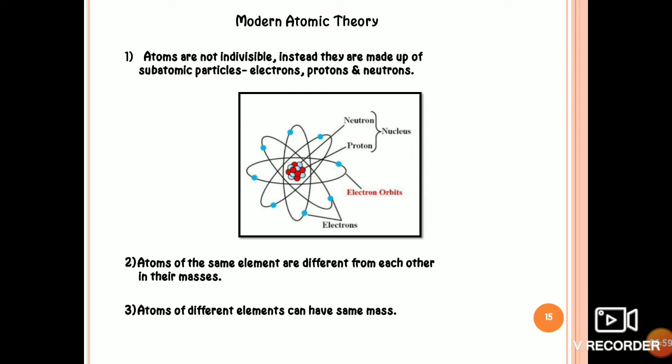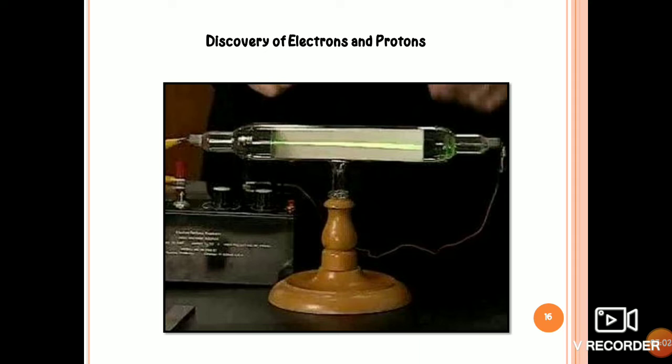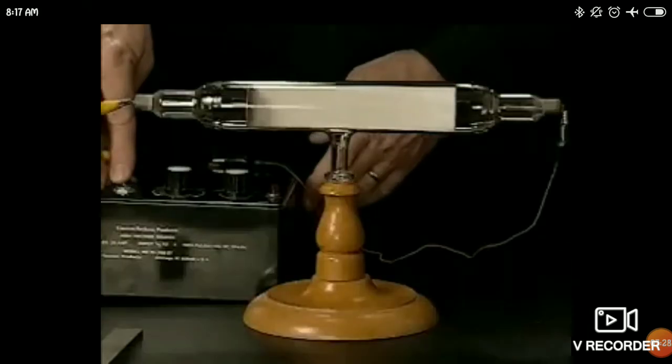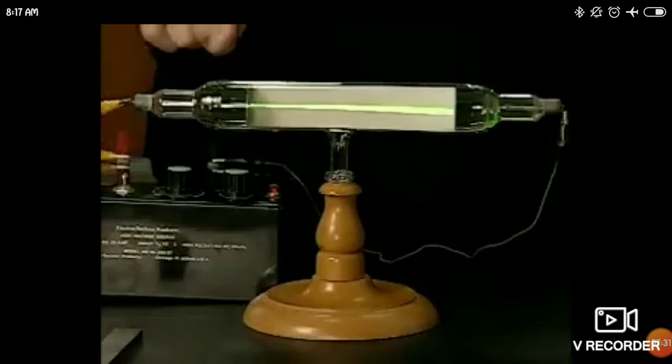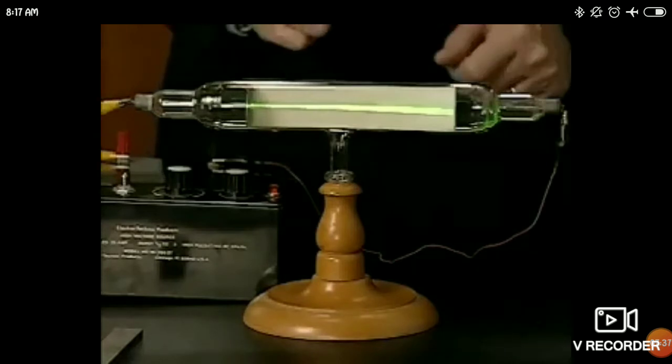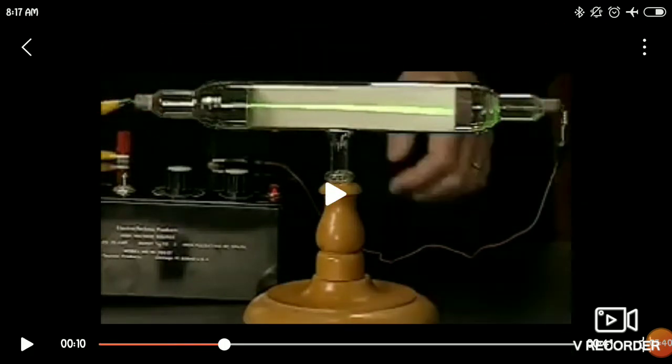Next is the discovery of electrons and protons. Many years later, a scientist named William Crookes performed an experiment using an apparatus known as a cathode ray tube. He connected this terminal to the negative terminal of the battery and this end to the positive terminal of the battery. Then he switched on the battery. He observed that a beam passed from the negative terminal to the positive terminal. William Crookes called this ray passing from the negative terminal to the positive terminal a cathode ray.